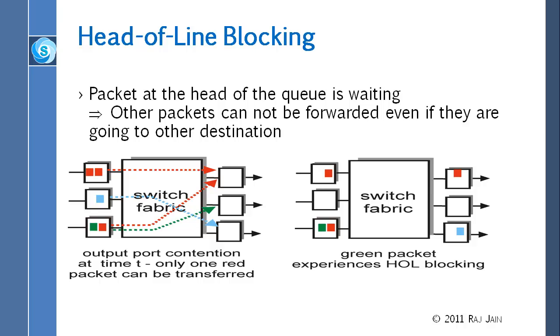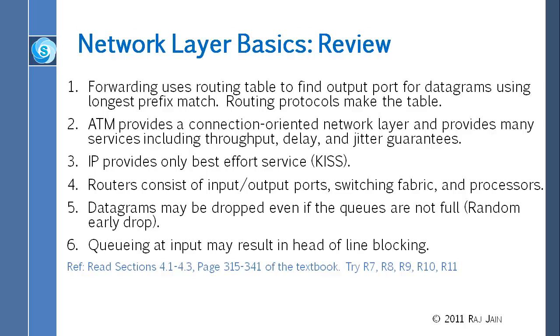All right. So that brings us to the end of this part. And the 6 key messages for this part, not the whole chapter, are that forwarding uses the routing table to find the output port using the longest prefix match. So you know all of these words. And the routing protocols make those tables.